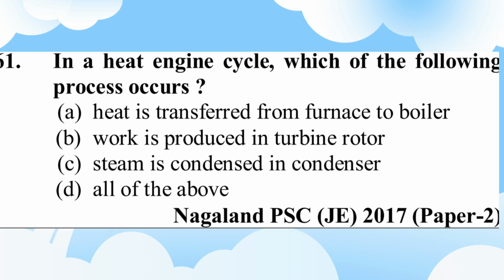Question number 61. In a heat engine cycle, which of the following processes occur? A. Heat is transferred from furnace to boiler. B. Work is produced in a turbine rotor. C. Steam is condensed in condenser. D. All of these above. D. All of these above.